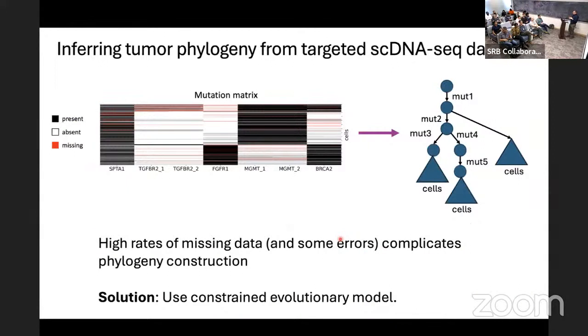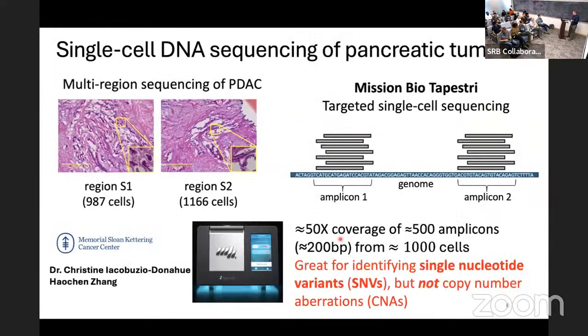So before you go on, because this audience doesn't necessarily know this lingo very well, what does it mean 50x coverage? Ah, good. Okay, great.